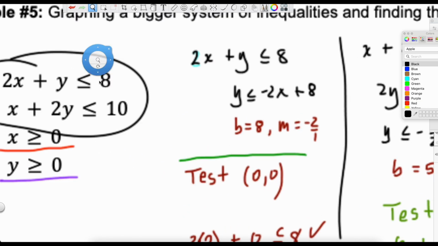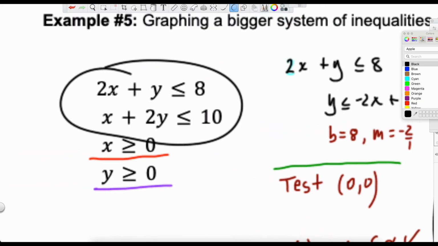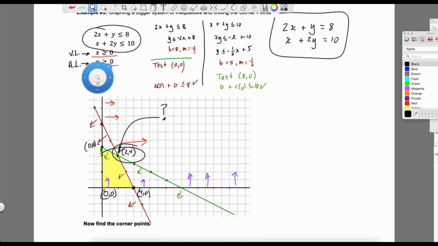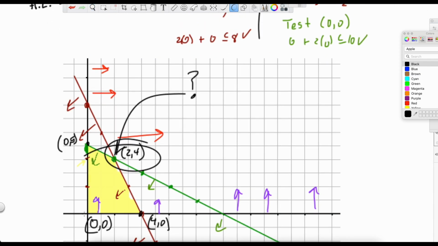So I've got 4 here. I've got 2x plus y is less than or equal to 8, and I have x plus 2y is less than or equal to 10. And then I have these 2 right here. Now we talked about this earlier. x is greater than or equal to something is a vertical line, VL, and y is greater than or equal to 0 is a horizontal line, HL. And so what this does is it makes it so we are looking at only quadrant 1.